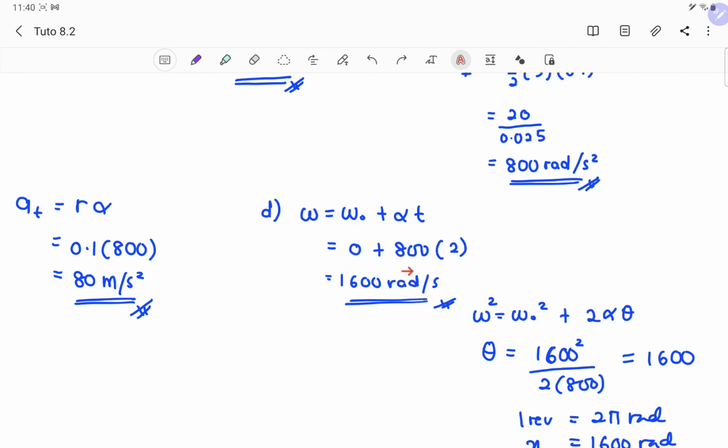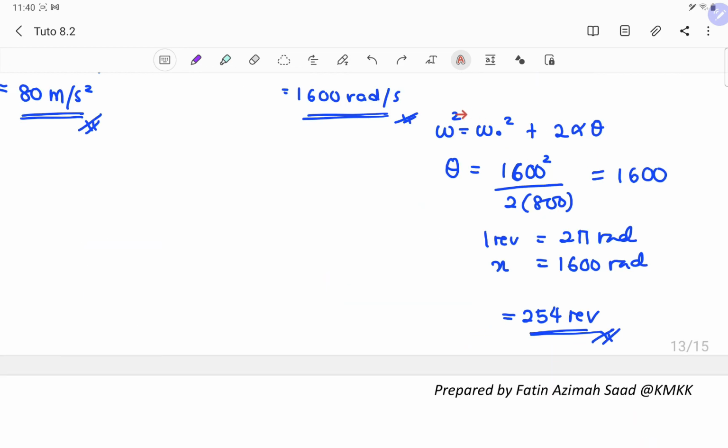From this final angular velocity, we can find the angular displacement. Substitute the value of omega. Omega naught is 0, and we can get theta. So theta is in radian, in which 1 revolution equals 2 pi radian. Now that we have 1600 radian, how many revolutions? You just do the cross multiply, and you will get 254 revolutions or rotations.